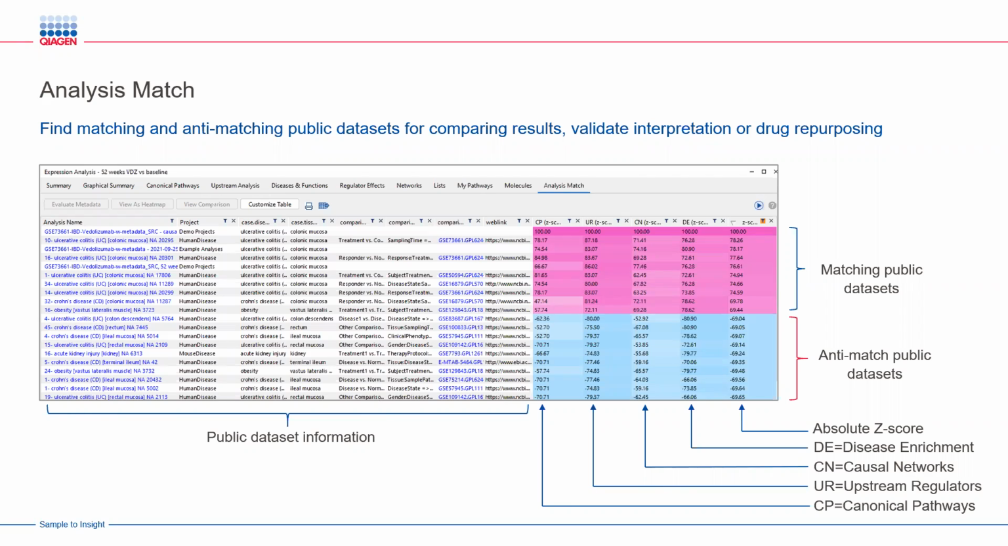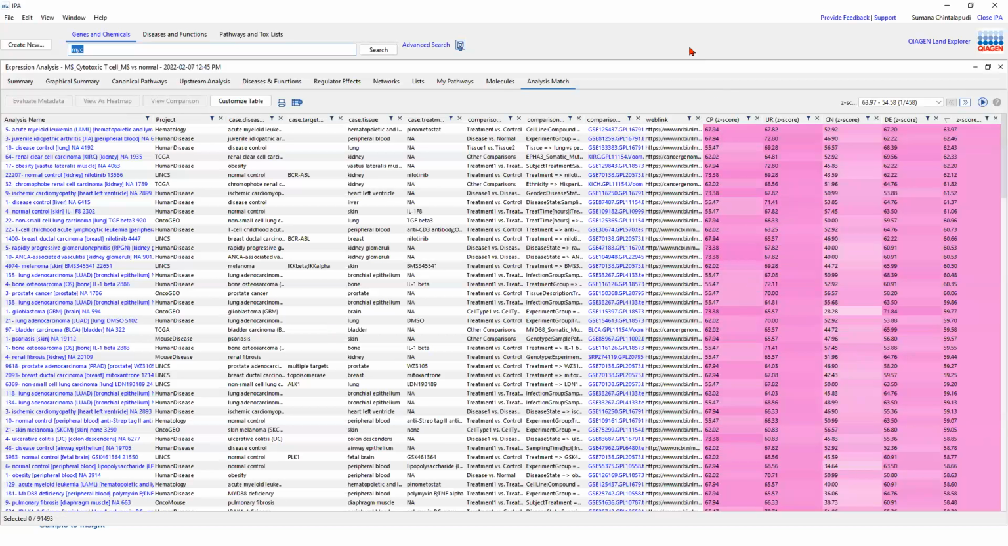So let's see how we can look at some of this information. So when you click on the analysis match tab, what you'll end up with is a big table. So you have the name of the analysis, right? So these are your descriptions for your public data sets. This is telling you whether they're coming from human data or cancer data or some mouse data.